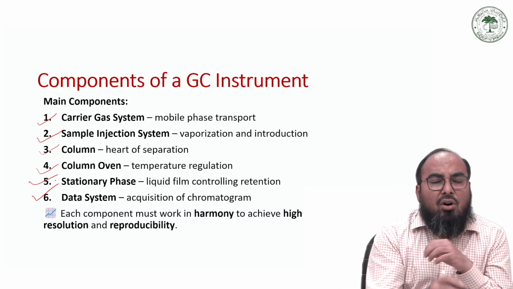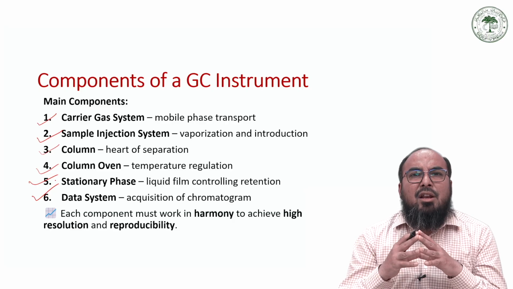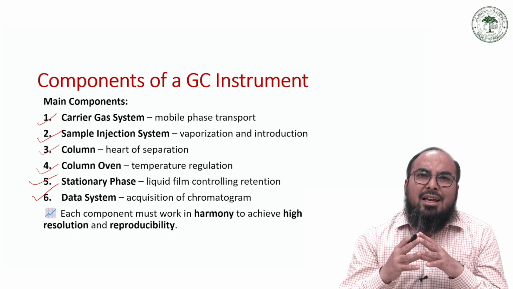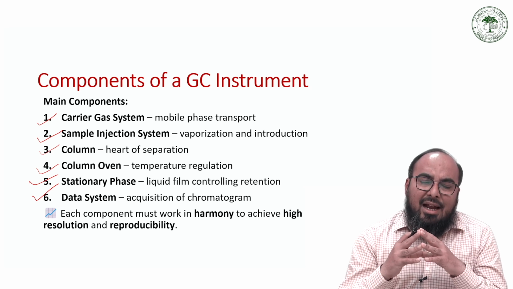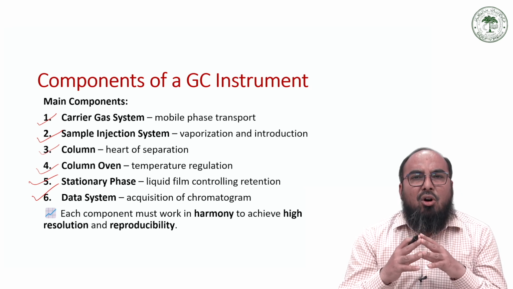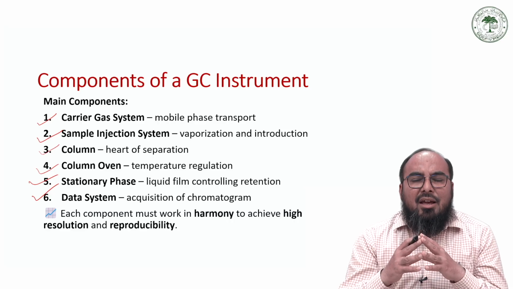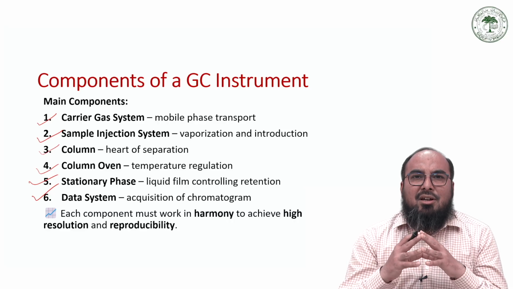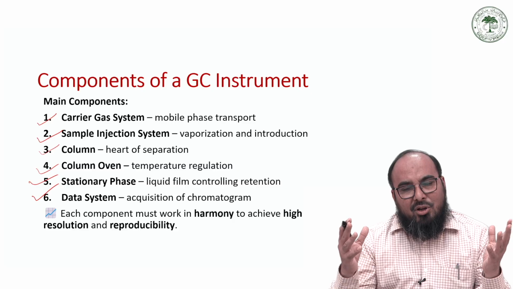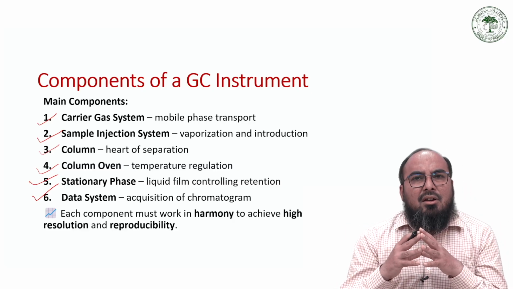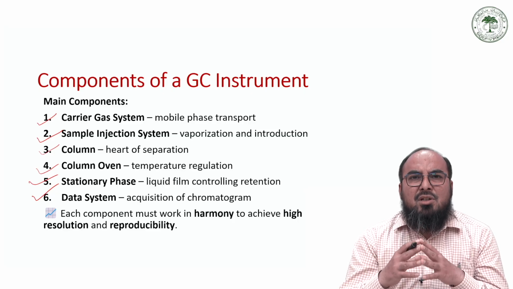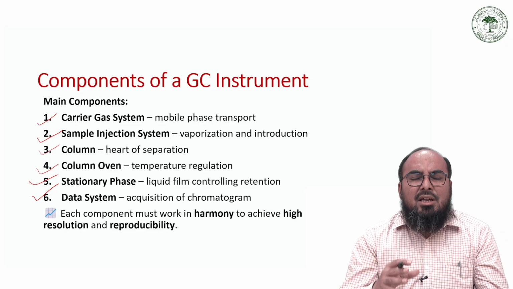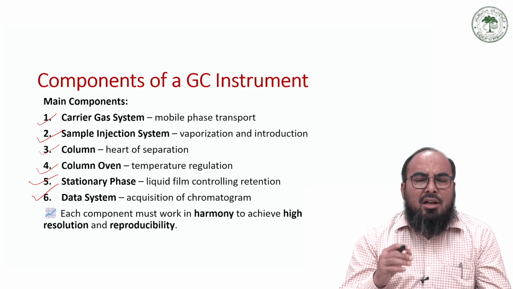All these components are very vital, and you cannot ignore any component because each has a defined function. To get a good separation, all these components should work in conformity with each other, just like a human body. So all these 6 components have to work in harmony so that we can have good separation and good reproducible chromatograms. We are going to study each of these components in detail in our coming slides.